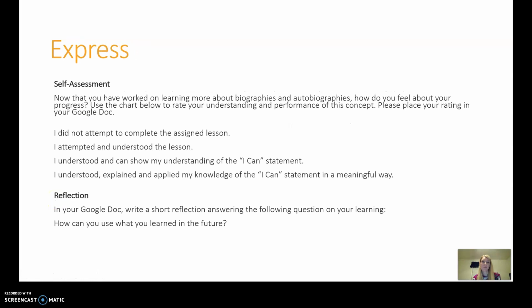And then finally, for the express portion, now that you've learned more about biographies and autobiographies, how do you feel about your progress? So please read through these statements and write the statement that best fits you and place it in your Google Doc. And then finally, for your reflection in your Google Doc, I'd like you to answer the question, how can you use what you learned in the future?